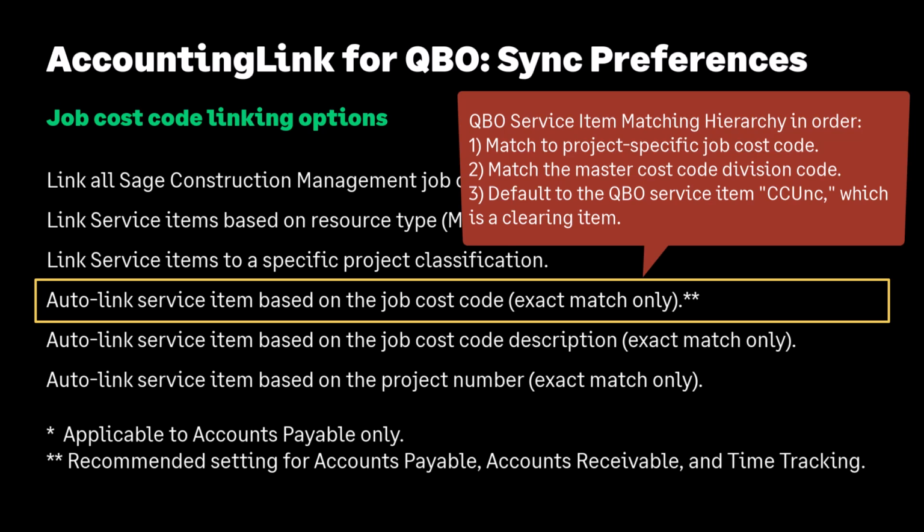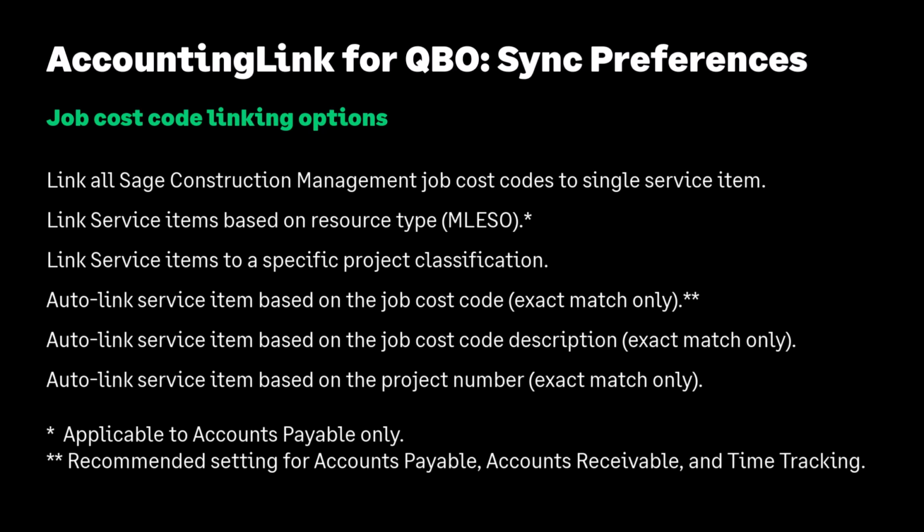If it doesn't find the job cost code number, it then looks to the division code number from the master cost code list. If it finds an exact match in the QuickBooks Online service items, that's where that transaction will post. If it finds neither the job cost code number or the master cost code division code number, it will then post to an item that we call CCUNC or CoreCon Unclassified.